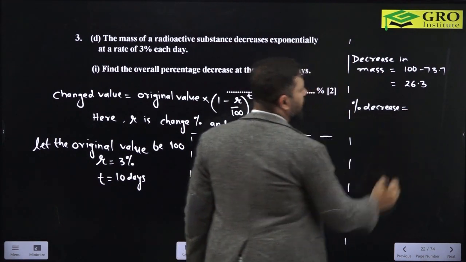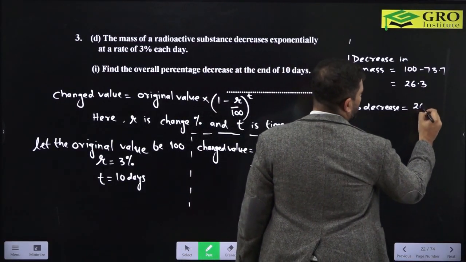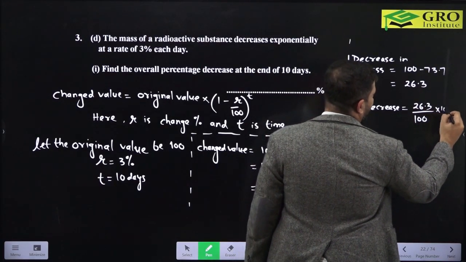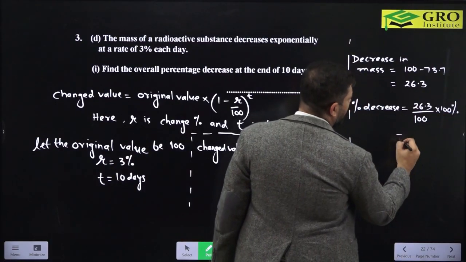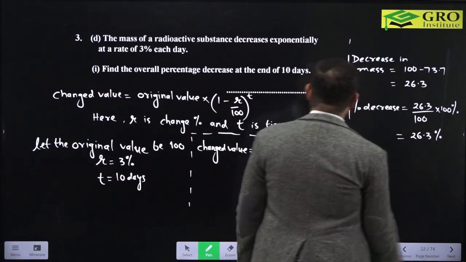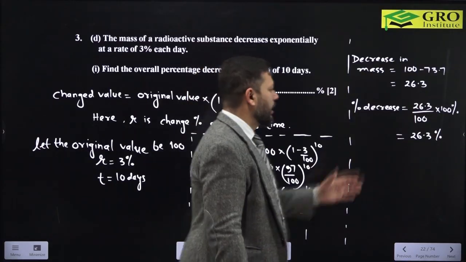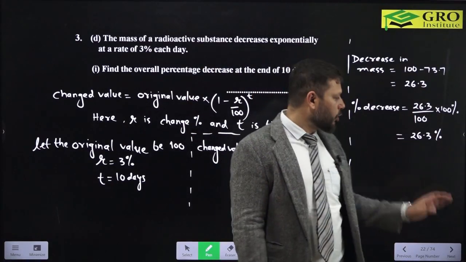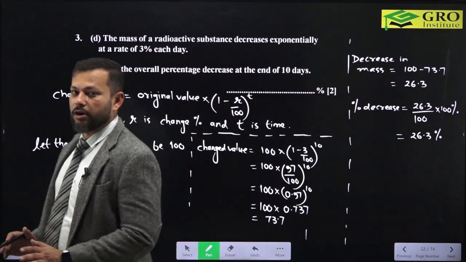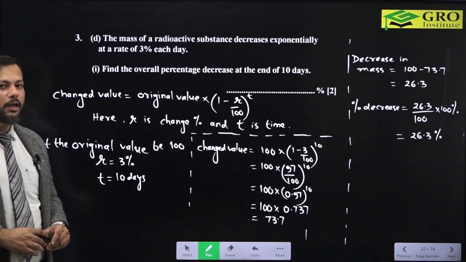We know percentage decrease will be decrease in value, that is 26.3 upon original, that was 100, multiplied with 100%. So that results into 26.3%. And also this is going to be the overall percentage decrease at the end of 10 days, 26.3%. So this question is very important. Note it down for your reference so that you can solve such questions in the near future. After this, we are going to solve next part.